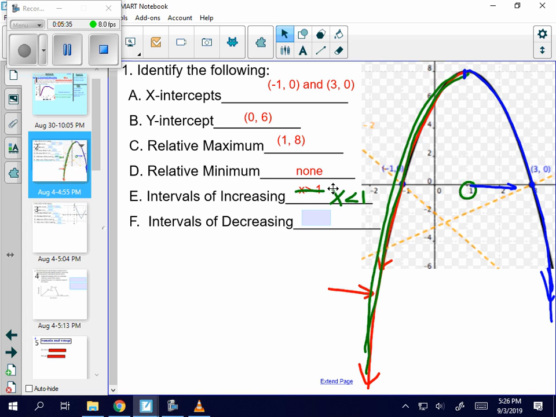So I probably have this one backwards as well, and I'll fix it. No, that one's facing the right way. X is greater than 1 is where I have my decrease.